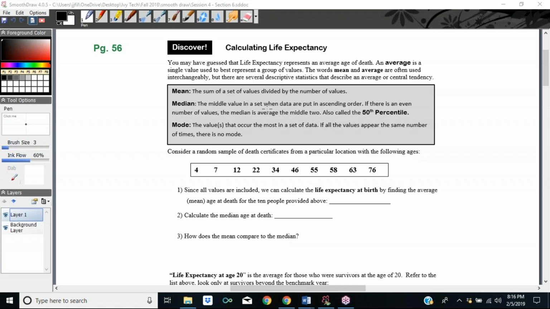And then the mode is the value or values which appear the most. So if there are 10 numbers and 3 of them show up twice, and the other ones all show up once, then those 3 numbers would be your modes. And if all of the numbers show up the same number of times, then there is no mode. Like if you have 10 numbers and 5 of them are 2s and 5 of them are 4s, then there's no mode because all the numbers appeared the same number of times.